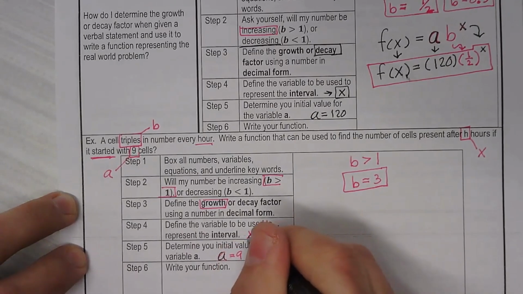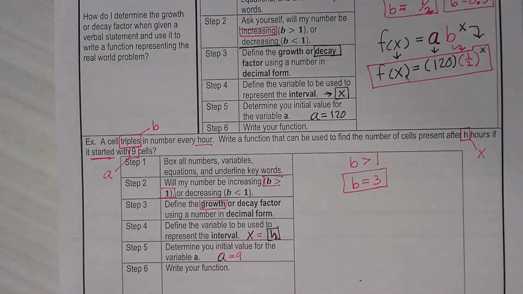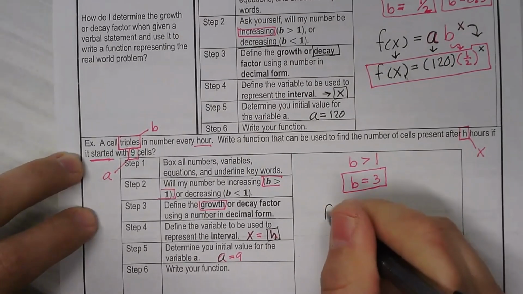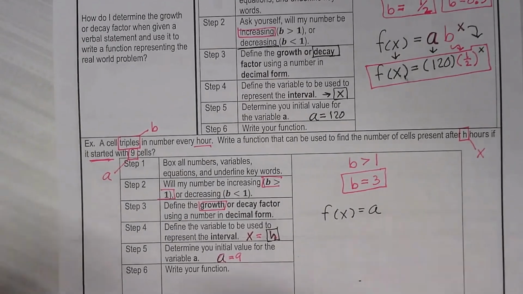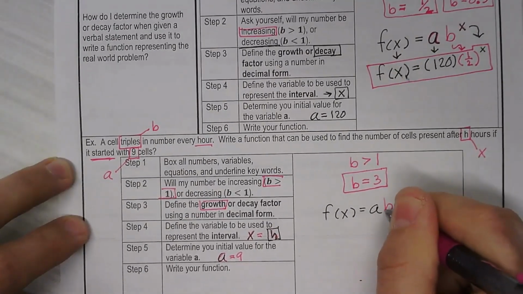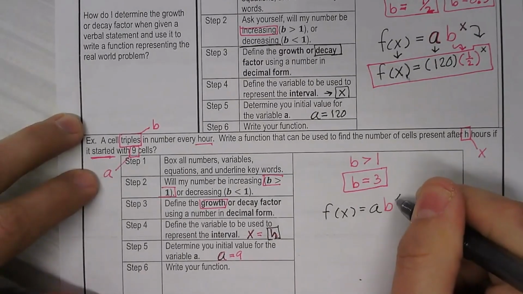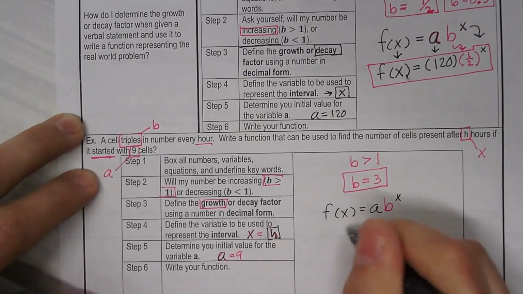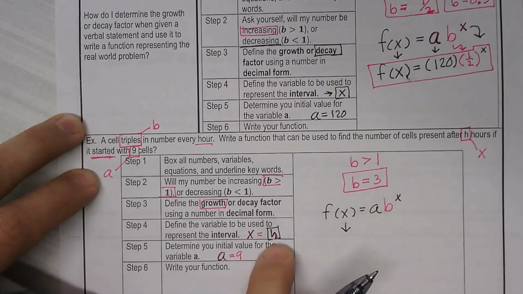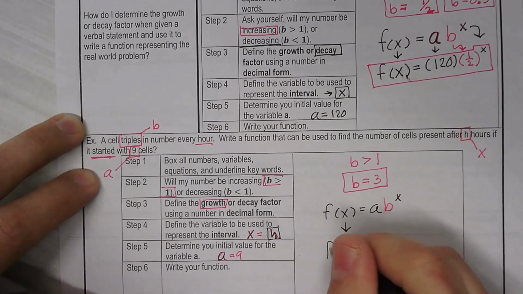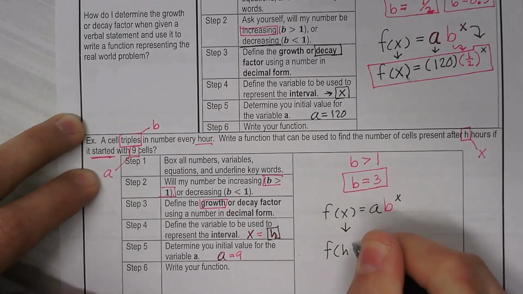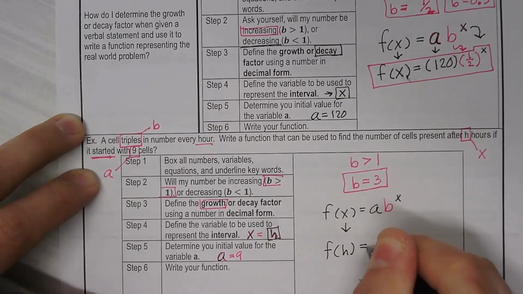So let's go ahead and write our function, because step 6 says write your function. Okay, so now I'm going to rewrite this again. I know that I should have f of x is equal to a b to the power of x. Now in this case, we are going to replace the x with an h because that's the letter they want us to use to represent the hours. So I'm going to have f of h instead of f of x.